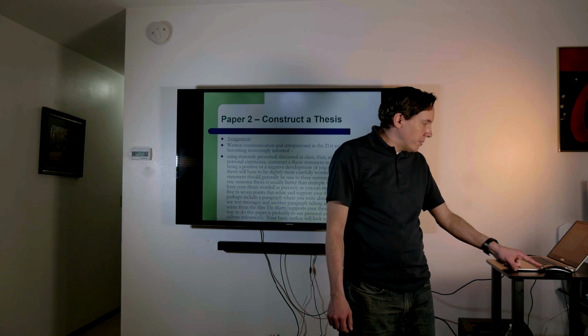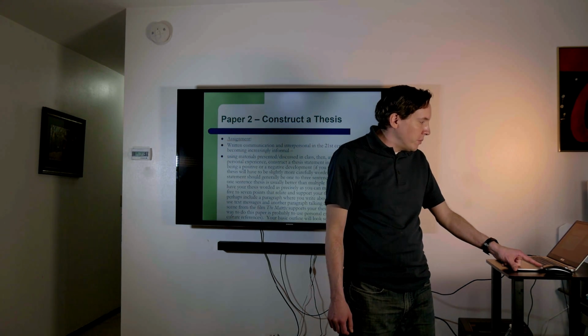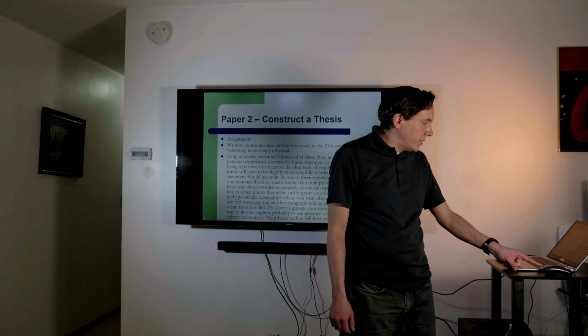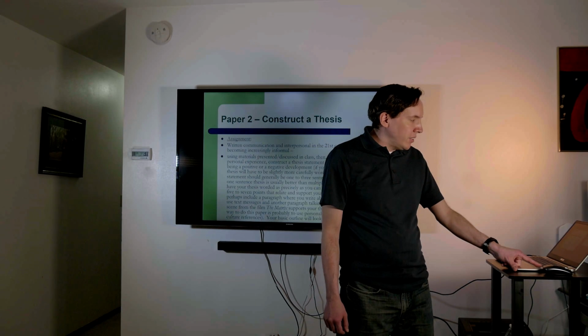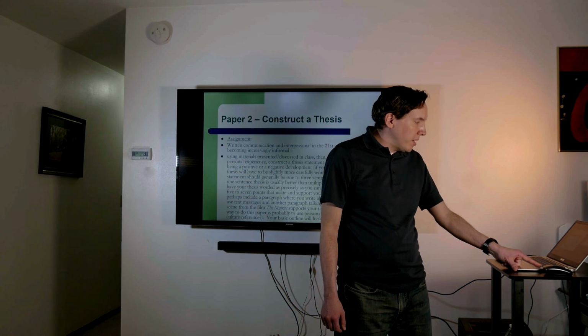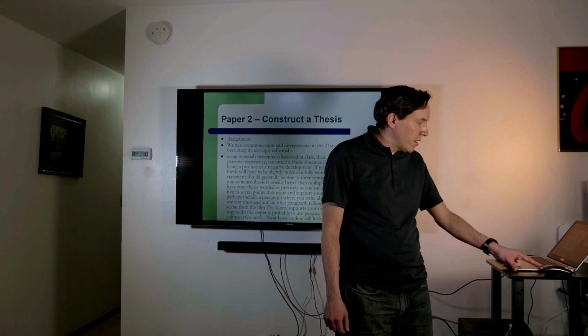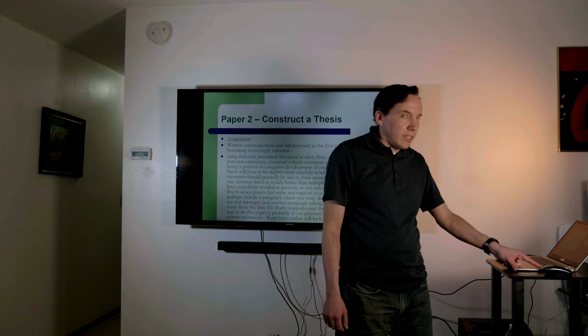7 points that relate and support your thesis, i.e. perhaps include a paragraph where you write about how often or why you use text messages, and another paragraph talking about how a particular scene from a film like The Matrix supports your thesis. Indeed, that's probably the easiest way to do this paper, is to use personal examples from your own life and pop culture references. Your basic outline will then look something like this.